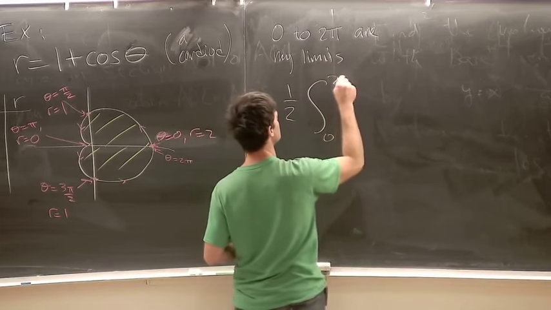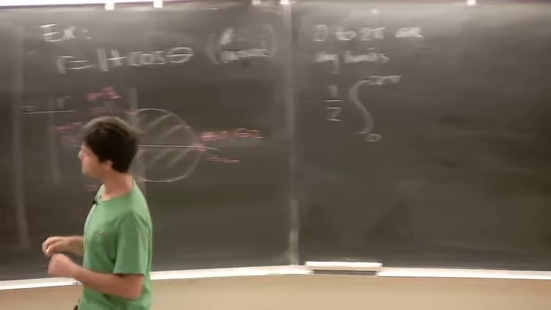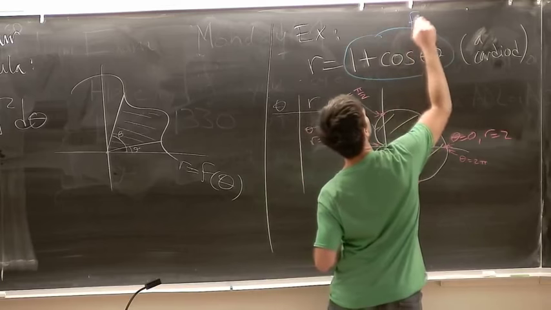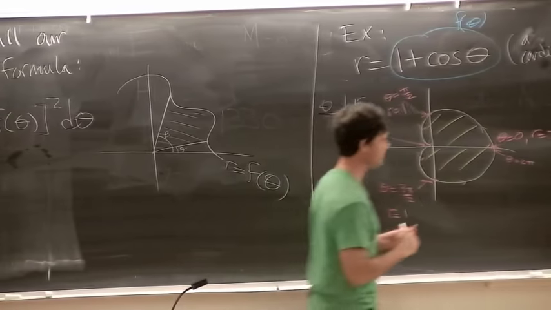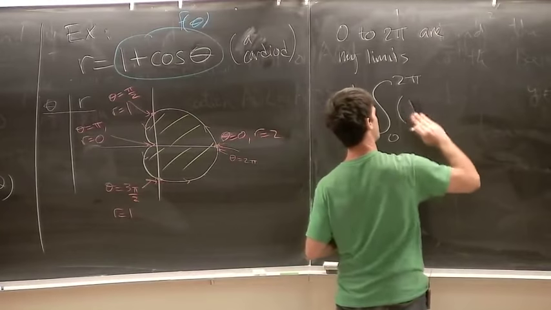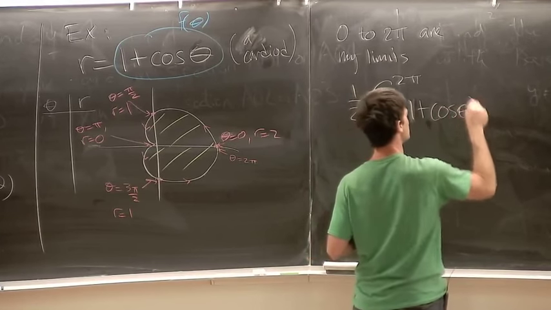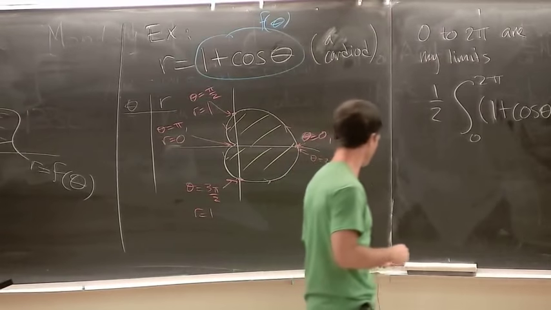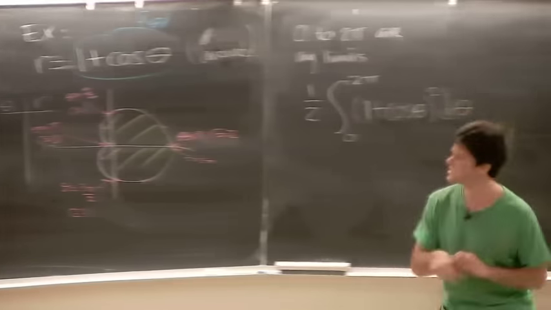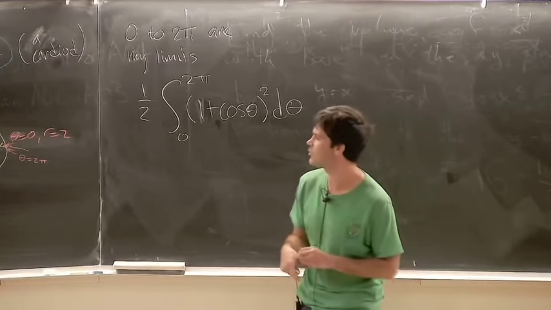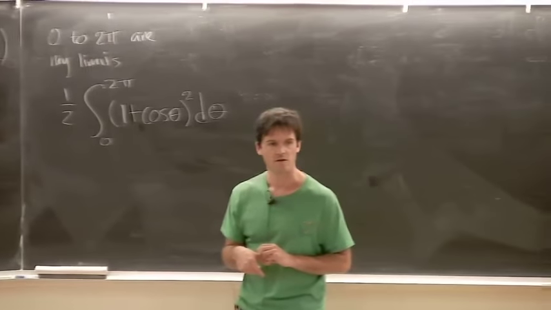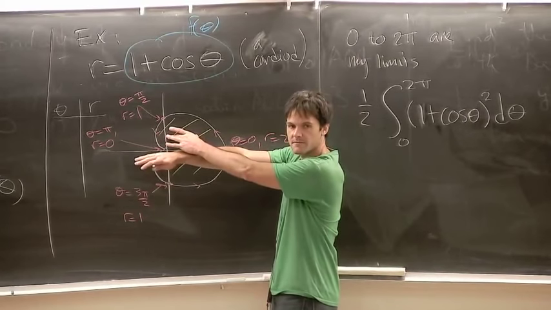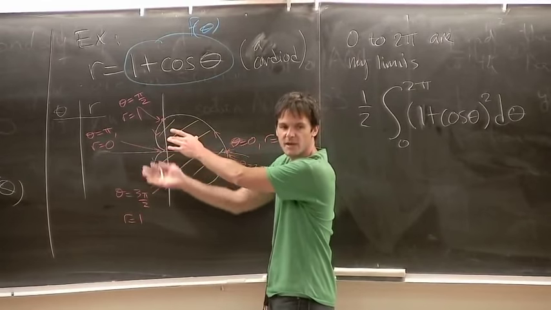So I'll get 1/2, 0 to 2 pi. Oh, this, by the way, is my f of theta. So it'll be 1 plus cosine of theta squared. Anyone spot a symmetry here? If I really wanted to, I could cut this thing in half and just do the top half and just double it. That should give me the same answer.